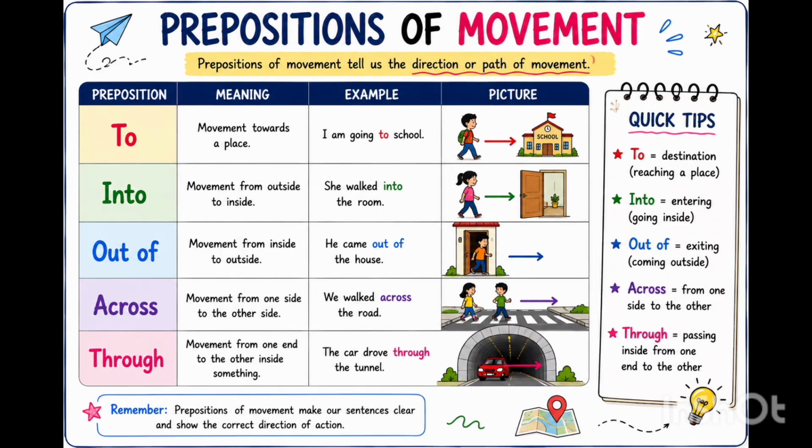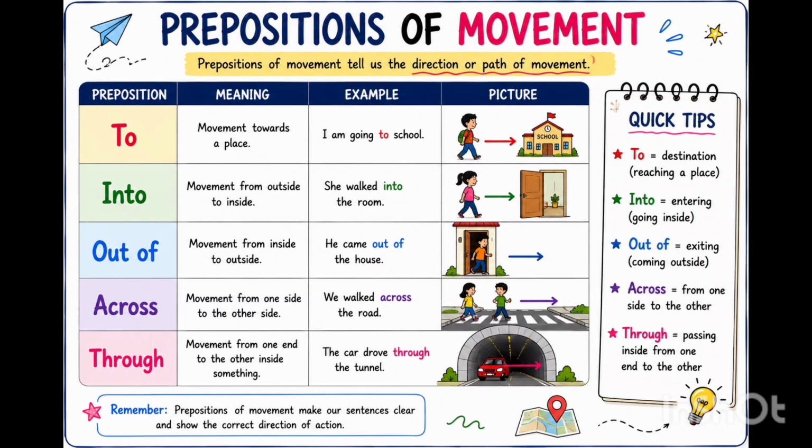Now, let's learn prepositions of movement. These prepositions show direction or movement from one place to another. To. To means moving towards a destination. For example, I am going to school. Into. Into means moving from outside to inside. For example, she walked into the room.